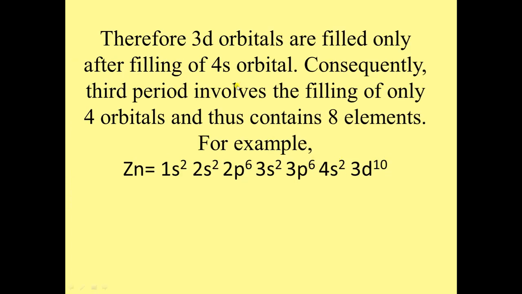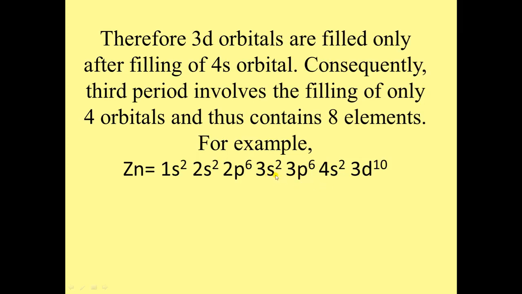For example, when we write the electronic configuration of zinc, 1s2, 2s2, 2p6, 3s2, 3p6, here 3d10 should come. But the energy of the 4s orbital is less than 3d. So here the 4s orbital will come first and after that the 3d orbital is filled. So now in total 4 orbitals are filled, 3s and 3p.